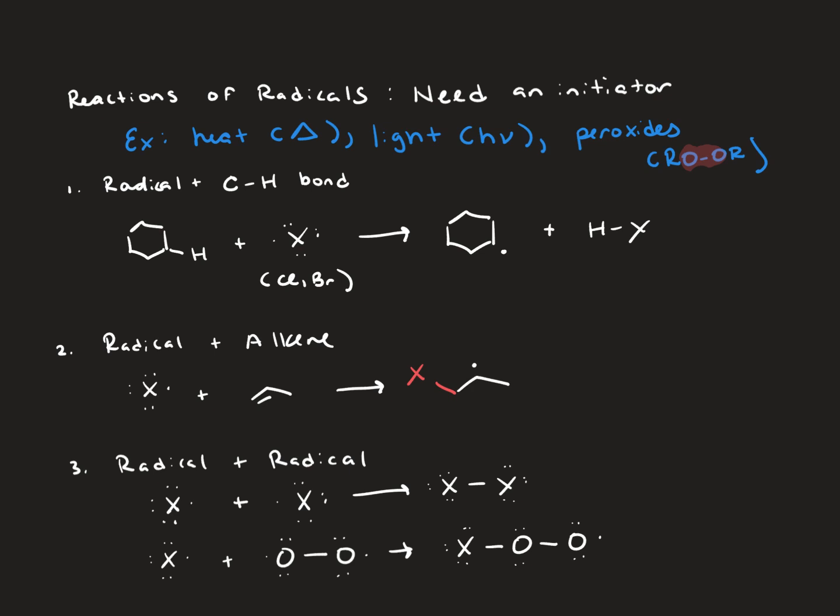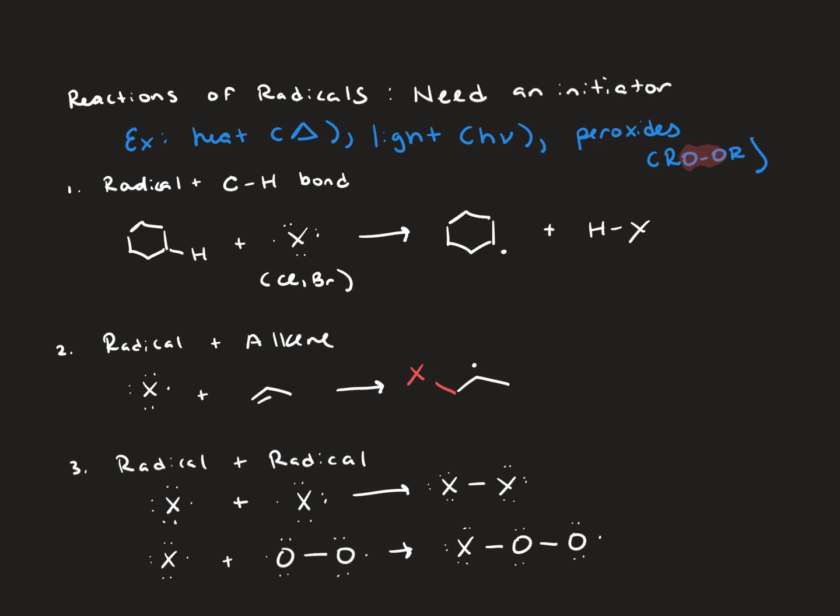So here I have the three general reactions that radicals do. The first one is the radical plus a CH bond. So this is where a CH bond would actually break. And here I've chosen cyclohexane because every CH bond is identical. So it doesn't matter what CH bond you have. And it reacts with some sort of radical X. For us, this is largely going to be chlorine and bromine to form a radical and HX, which would be HCl, HBr.